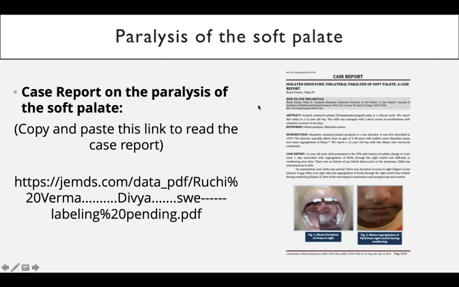Students in their bachelor's, especially Chinese students in their MBBS, usually write case reports and publish them in journals. So the world is moving very fast. I wanted you to have a look at what a case report is, so that's why I shared it here. At the end of the class, I will share the PDF of this case report with you. Otherwise, you can copy and paste the link to read it. It's a good way of presenting a case, and I hope you can learn something from it.